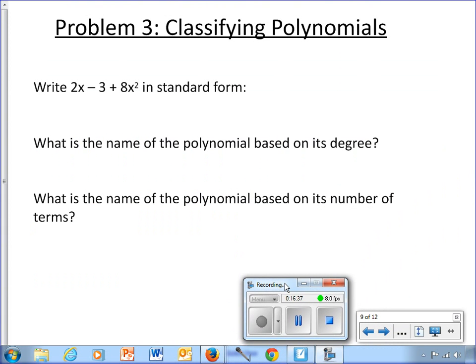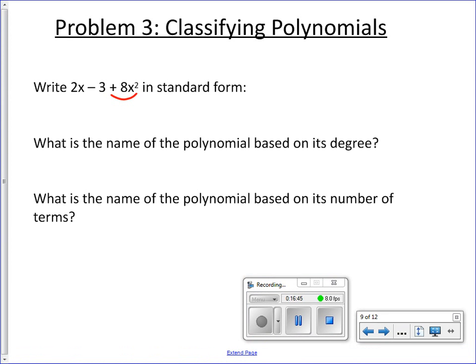It says write 2x minus 3 plus 8x squared in standard form. All right, so for standard form, I'm looking for the highest degree possible, and that is 8x squared. Then I'm looking for the next highest degree, which would be the 2x, since it has a degree of 1, and so it'd be plus 2x. And then finally, I have a constant, minus 3, and the constant always comes at the end because it has a degree of 0.